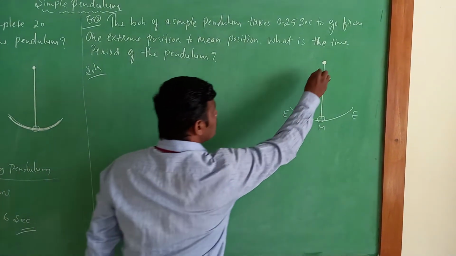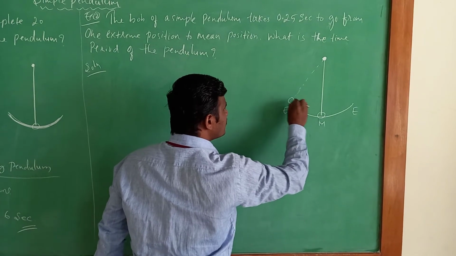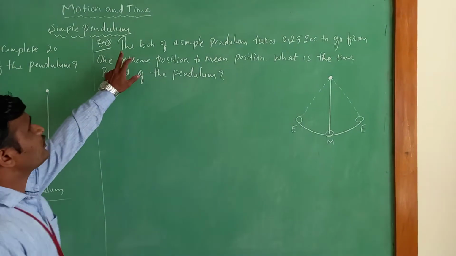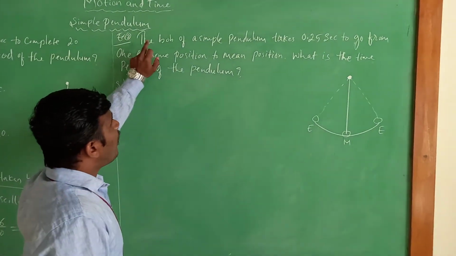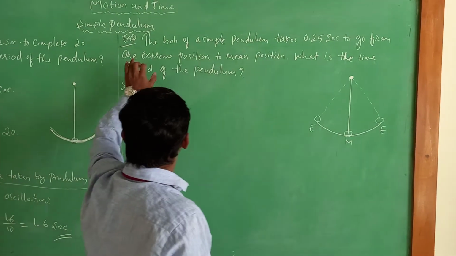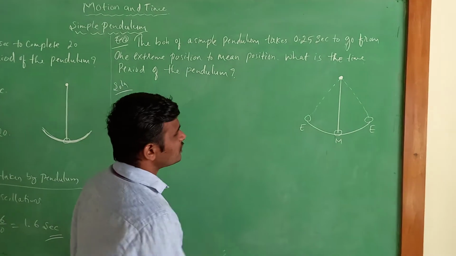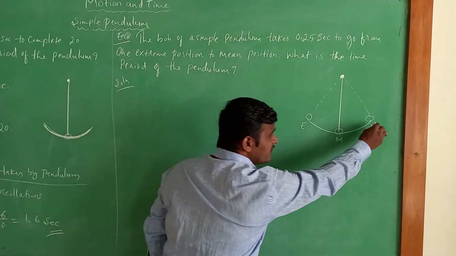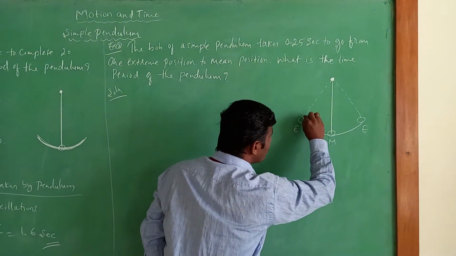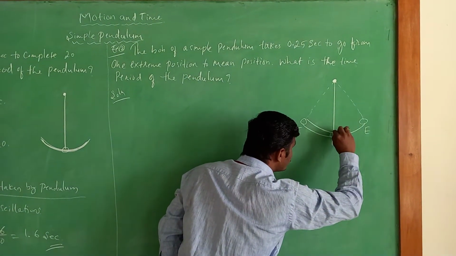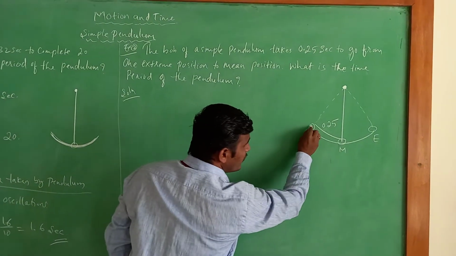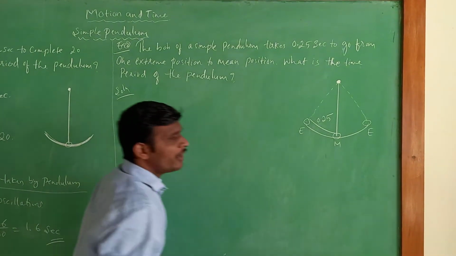What are they telling? See here in the question, the bob of a simple pendulum takes 0.25 second to go from one extreme position to the mean position. So this is one extreme position, and this is also one of the extreme positions of the simple pendulum. To go from the extreme position to the mean position, it takes 0.25 second. From here to here, this travel will take 0.25 second.